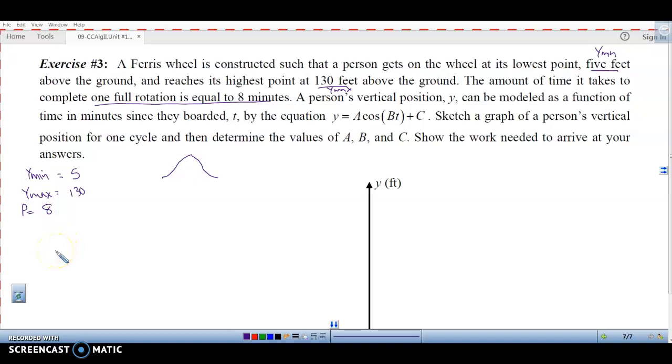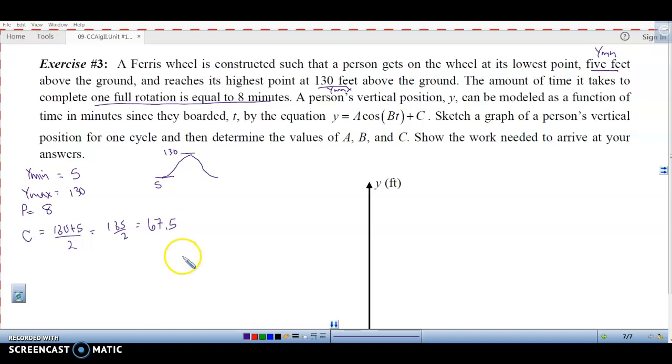Now that we have that, we can figure out our amplitude, our midline, and our frequency. Let's figure out our midline first. If this is 5 and this is 130, to figure out what C is, it's going to be halfway between them. So if we take the average of those two values, 135 divided by 2 is 67.5. Okay, so C is going to be 67.5.